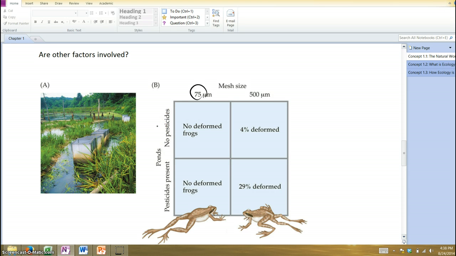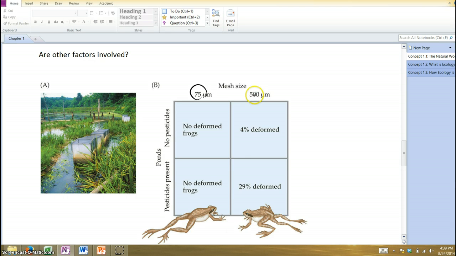So it's known that through agriculture, pesticides can get into water, and so it's thought, well, what role do pesticides perhaps play? And so in two of the four treatments here, the ones on the top, you can see there was no pesticide, and the two on the bottom, there is pesticide present. Well, when you have the small mesh size, no pesticide, no frog deformities, pesticides present, no frog deformities. Okay, so it looks like pesticides don't play a role in deformities.